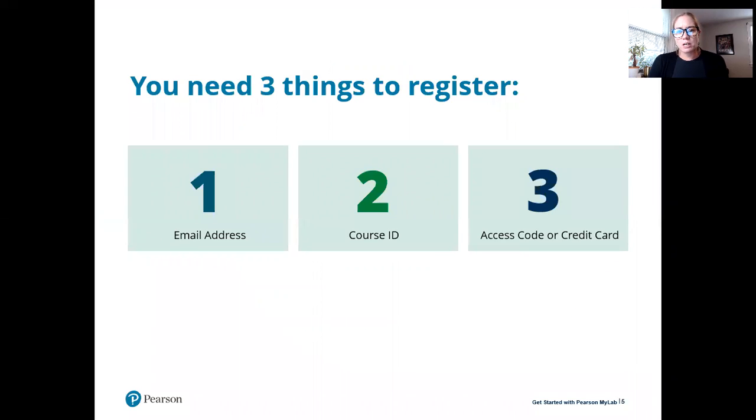So these are the three things you need to get started. An email address, we recommend using your George Mason email, a course ID, and then also an access code or credit card. The course ID is important. It's something your instructor gave you or has posted probably in Blackboard. It's their last name with 5 numbers. This is important because this will place you in the right course so you see their materials and you get credit for your work.